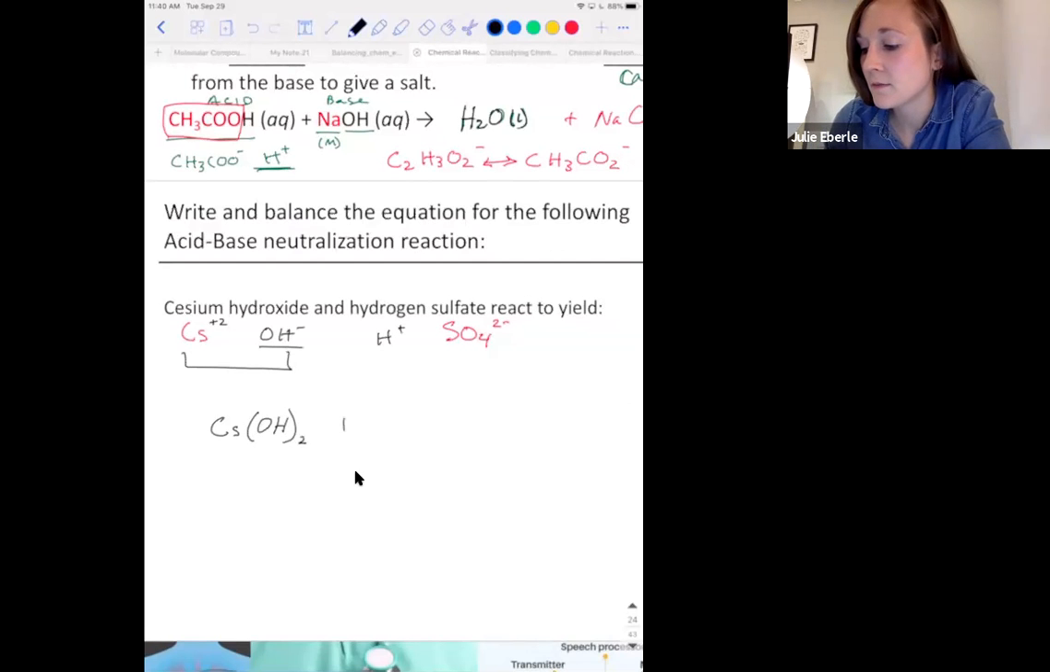Hydrogen sulfate. How many cations, how many anions do I need? Do the switch trick. I'm going to need 2. I only need 1 sulfate. Oh, CS is in main group 1? Sorry, everyone.